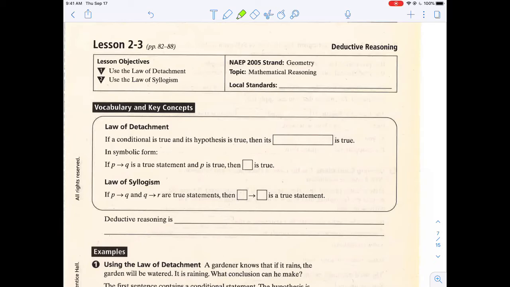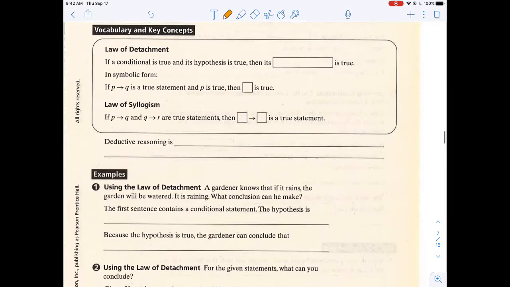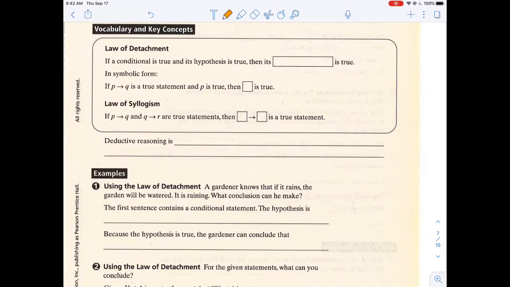All right, lesson 2.3 is deductive reasoning, and our objectives are to use the law of detachment and the law of syllogism. So let's get started with our vocabulary and key concepts. First is the law of detachment. Now, the law of detachment tells us if a conditional is true and the hypothesis is true, then its conclusion is true.